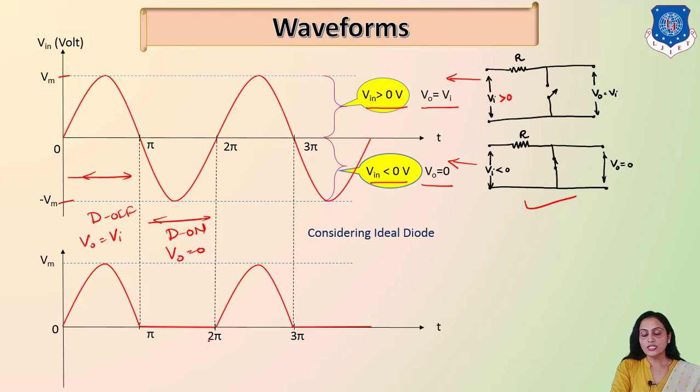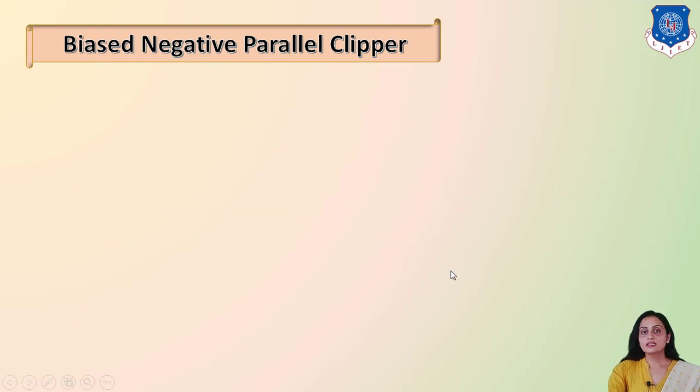You will find over here that the negative portion of the input signal is being clipped off. That is why this is called the negative clipper. The previous two clipper circuits were the unbiased parallel clipper, in which we had seen positive as well as negative. Now we will do the analysis for the biased negative parallel clipper.